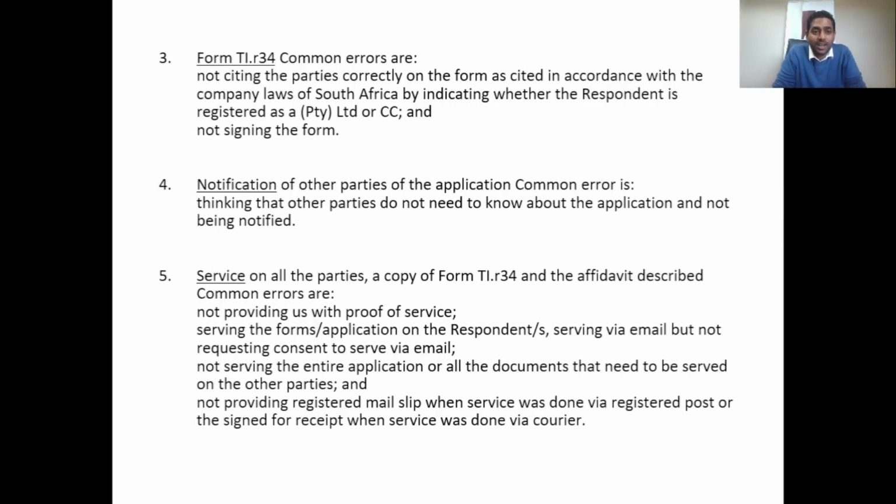Okay, so this is the last slide. It's the final bit of requirements that I've just touched on. So the next form is your Form TI-34, and I remember I told you this is important. This is your application form.